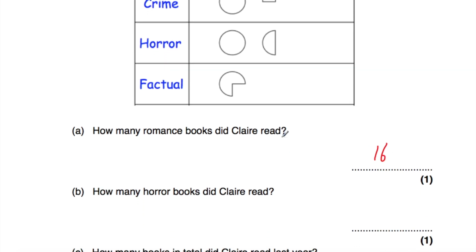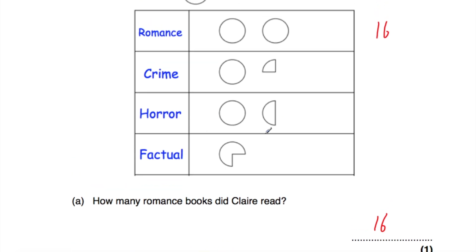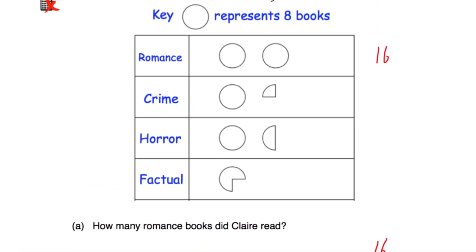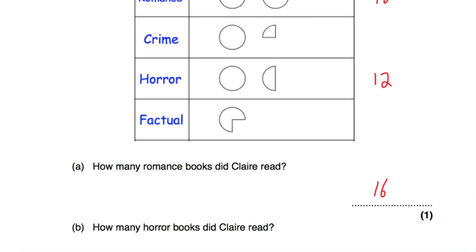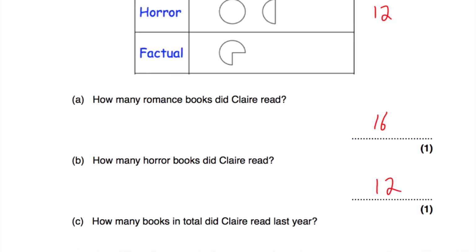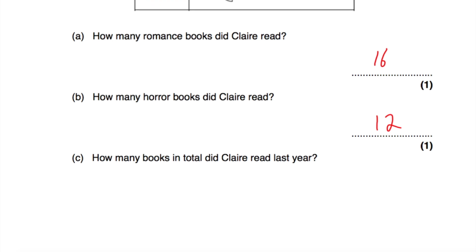Okay, part B, how many horror books did Claire read? So horror books. So each circle represents 8 books. So that's 8. And then here's half a circle. So half of 8 is 4. So we're going to do 8 plus 4. And 8 plus 4 is 12. So that means that she read 12 horror books. So that's 12. And then our next part says how many books did Claire read altogether last year?